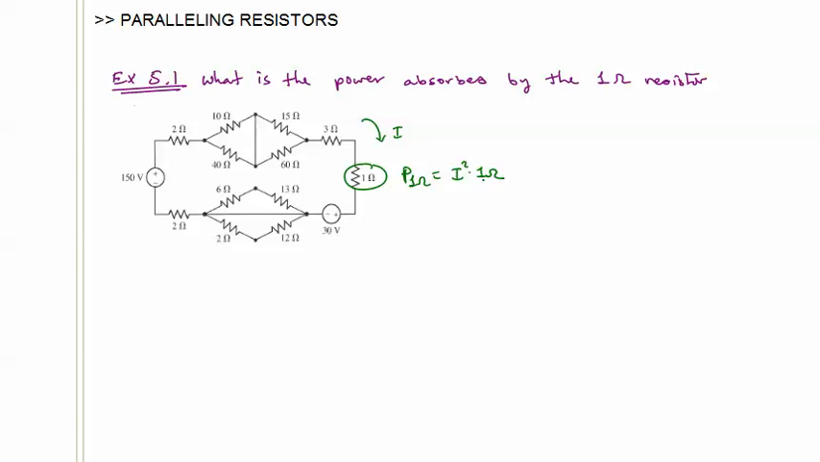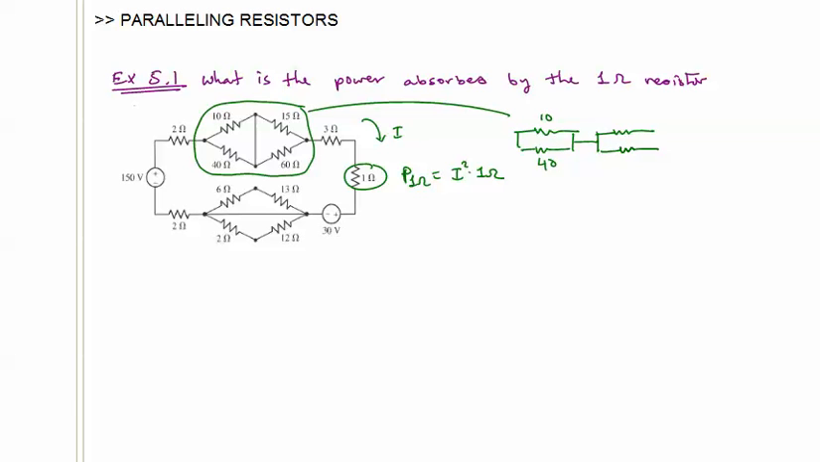So we need to write a loop equation, single loop, and to do that we are suspicious that this here can be reduced to something simpler. Specifically, we can redraw this. We see that the 10 ohm and the 40 ohm are in parallel, and the 15 ohm and the 60 ohm are in parallel.